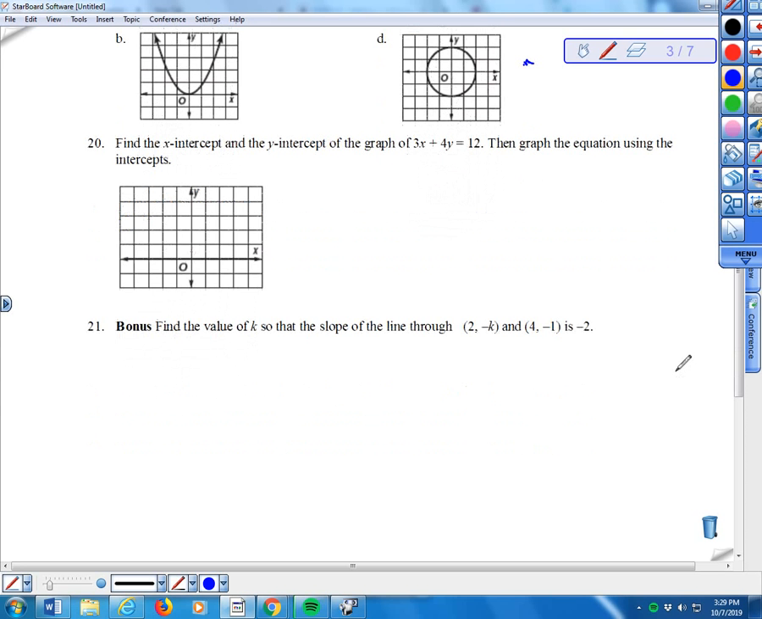Find the x-intercept and y-intercept. So this is how we graph standard form. We find the x-intercept first, cover up the y, right? Because y is 0 for the x-intercept. So it's 4. To find the y-intercept, cover up x. It's 3. Do not put this into slope-intercept form.